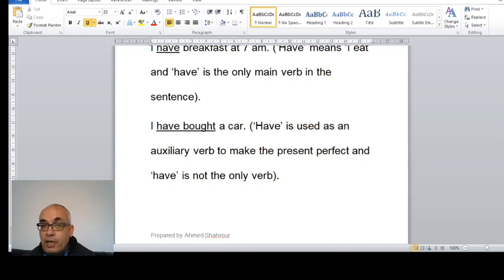Sometimes you have one auxiliary before the main verb, sometimes you have two auxiliary verbs before the main verb, and sometimes you have three auxiliary verbs before the main verb.